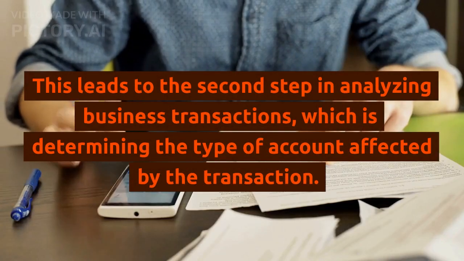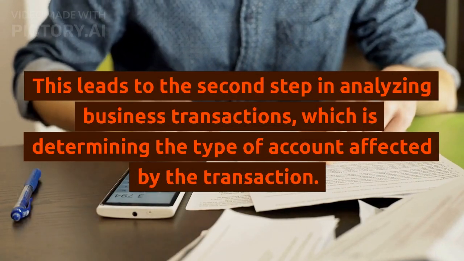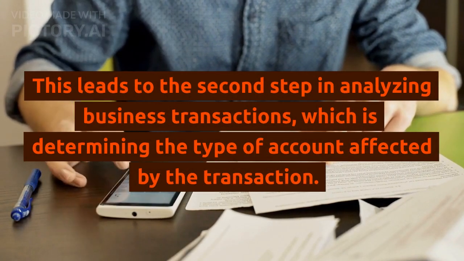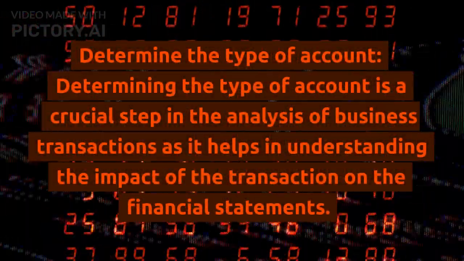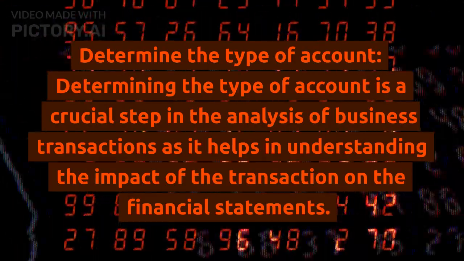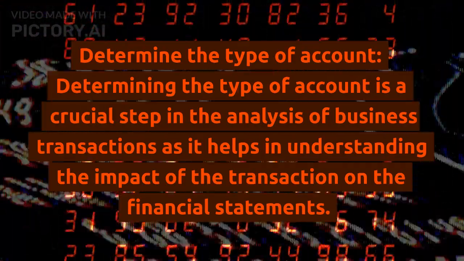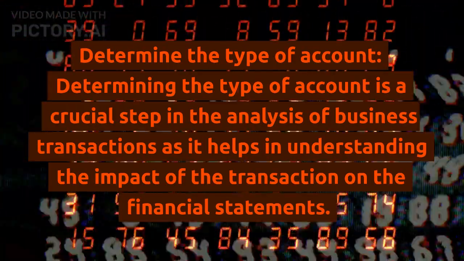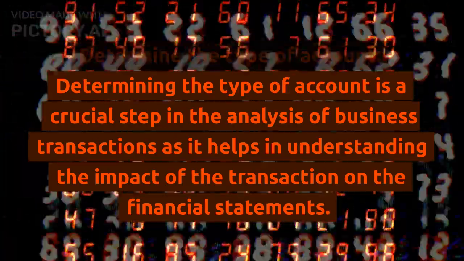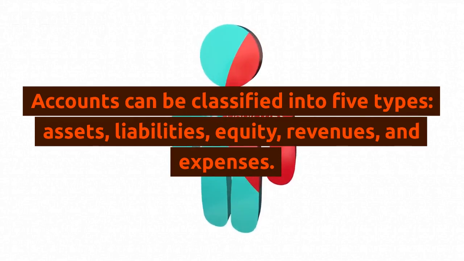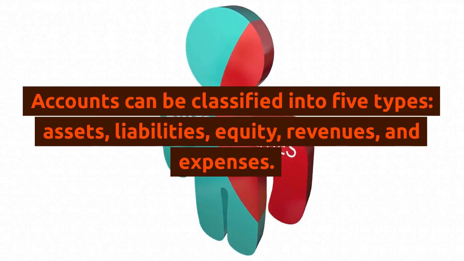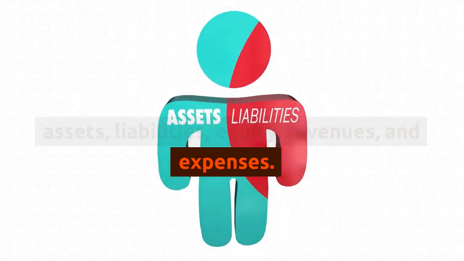This leads to the second step in analyzing business transactions, which is determining the type of account affected by the transaction. Determine the type of account. Determining the type of account is a crucial step in the analysis of business transactions as it helps in understanding the impact of the transaction on the financial statements. Accounts can be classified into 5 types: assets, liabilities, equity, revenues, and expenses.